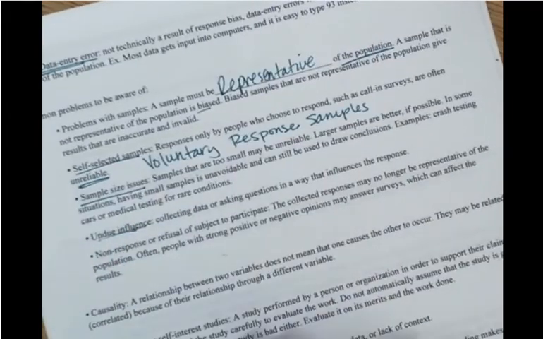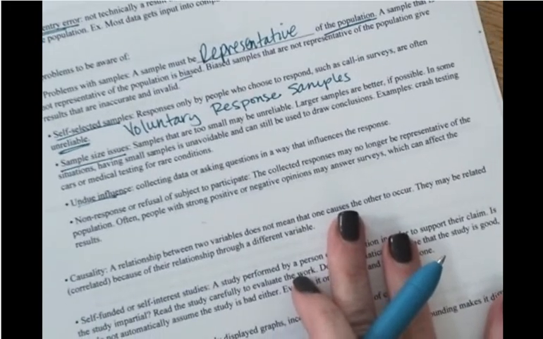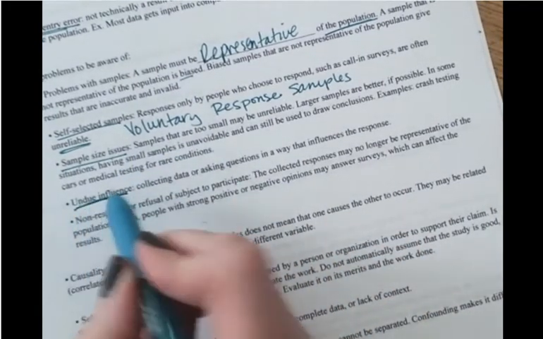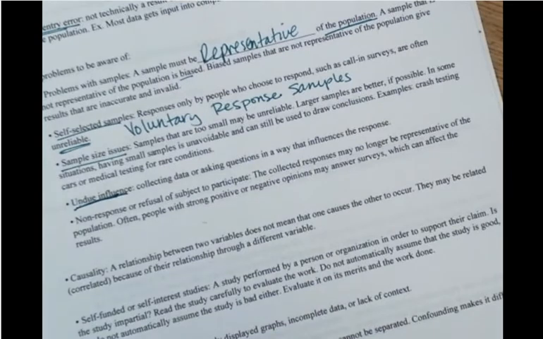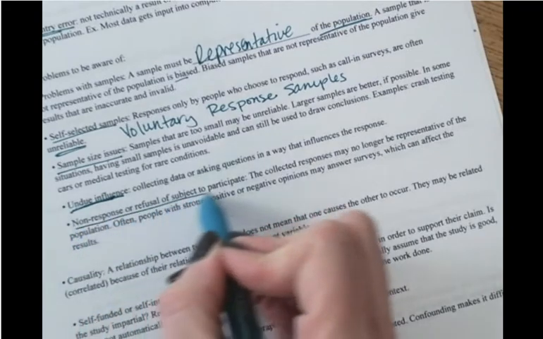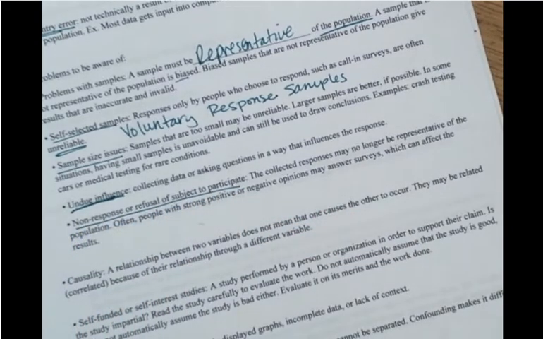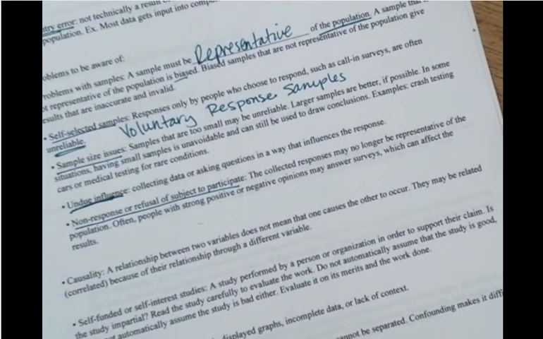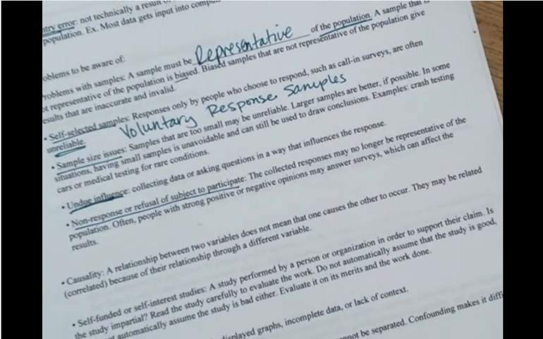All right, undue influence. Collecting data or asking questions in a way that influences the response. Okay, that could be tone of voice, that could be authority figures, all things connected to potentially the interviewer. Non-response or refusal of a subject to participate. The collective responses may no longer be representative of a population. Often people with strong positive or negative opinions may answer surveys, which can affect the results, okay? So this is that non-response thing. People may not respond, but people who do respond usually have a very strong opinion. And you can sometimes see that even on Yelp, okay?